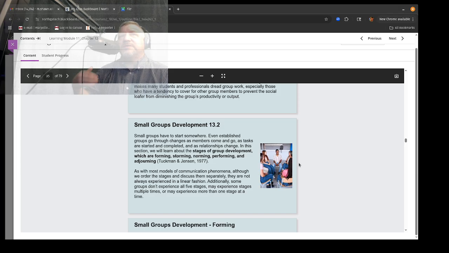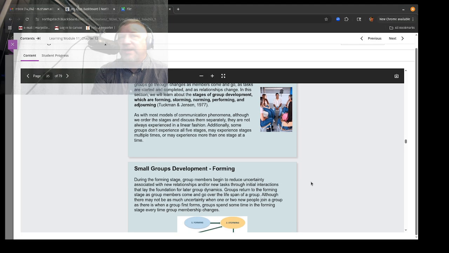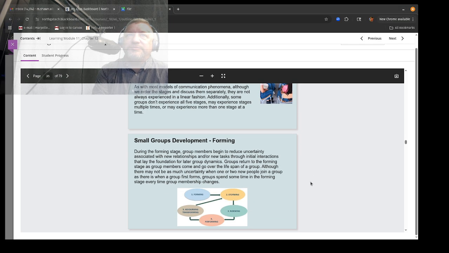In this section, we're going to talk about the stages of group development, which are forming, storming, norming, performing, and adjourning. As with most models of communication phenomena, though, we'll order the stages and discuss them separately, but they're not always experienced in a linear fashion. Some groups never experience all 5 stages, right? And sometimes they might drop back to a stage more than one time. So we'll talk about that a little bit.